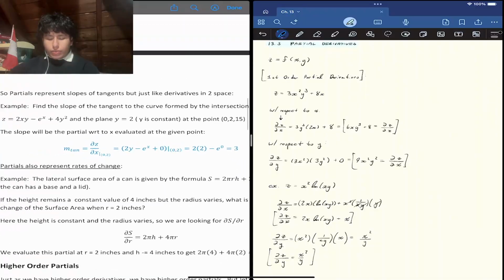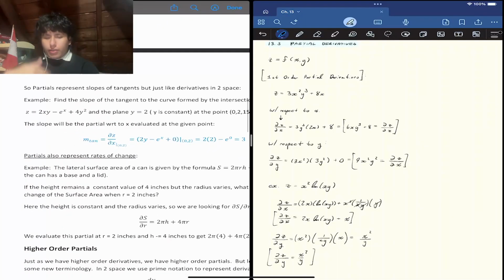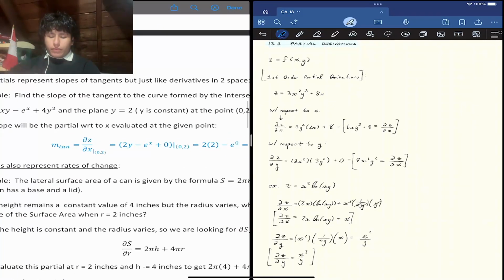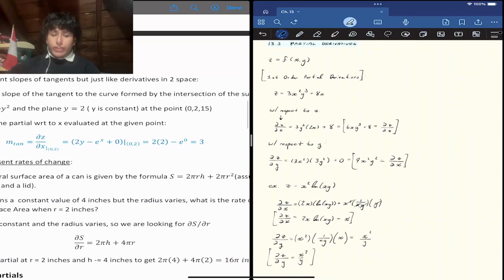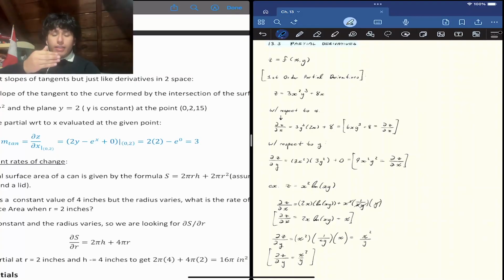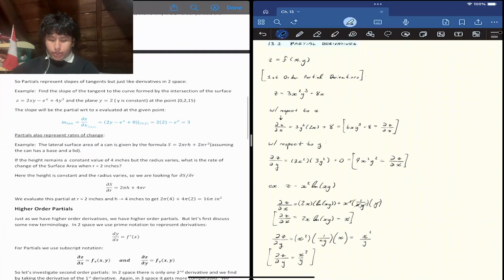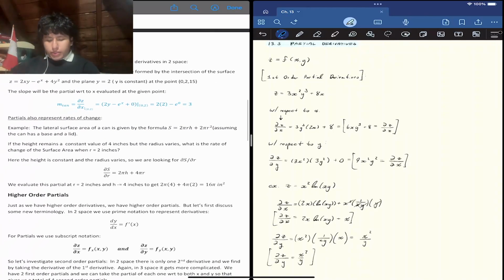Kind of like what you're doing here: the plane y equals 2, y is constant. So you're taking it with respect to x at this specific point, (0, 2, 15). That tangent that you're creating based off of that plane, that curve that you're creating, you're finding the tangent at that specific point, which in this case would be positive 3. And this would also represent rates of change.